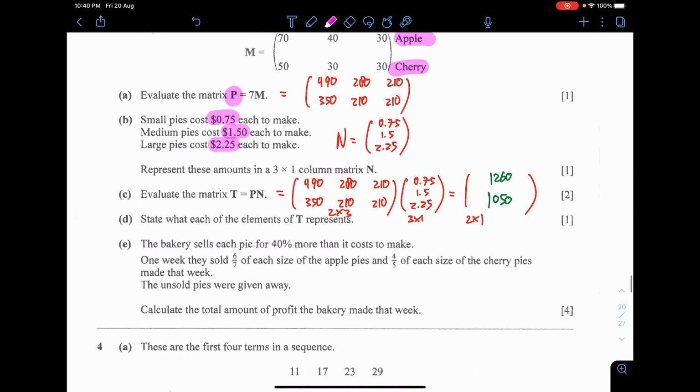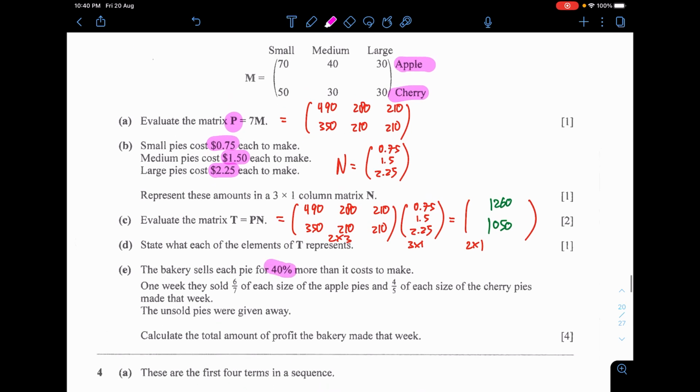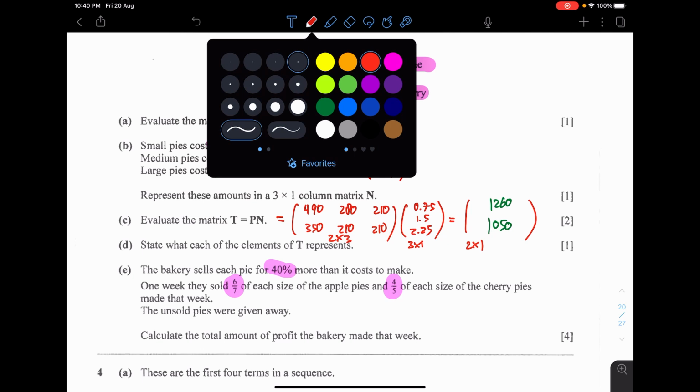Next, the bakery sells each pie for 40% more than the cost. In 1 week they sold 6/7 of each size and 4/5 of each size for apple pie and cherry pie respectively. The unsold is thrown away, given away. Okay, I don't think they're going to give it away. They're going to throw it away, obviously.